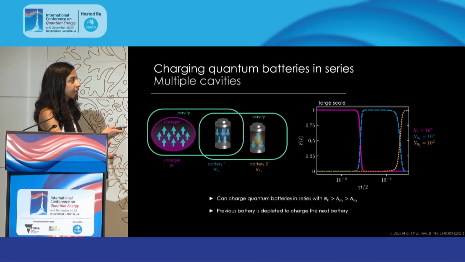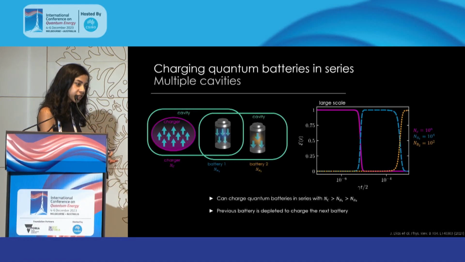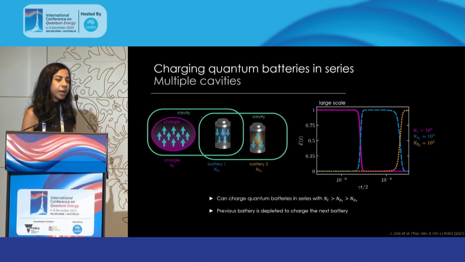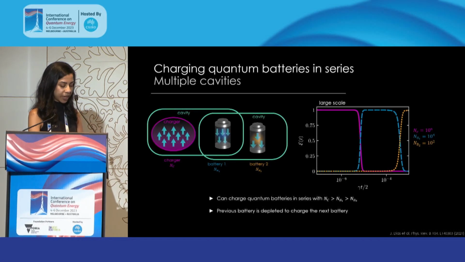And if we look at the large-scale dynamics for the energy capacity, we can see the full excitation of the first battery and then the full excitation of the second battery as well. So this is very efficient. This is exactly what we want. But I will, of course, note that this is not really charging multiple batteries. We're using one battery to charge the next. But it's very nice that we can fully excite the batteries in this chain type of situation.